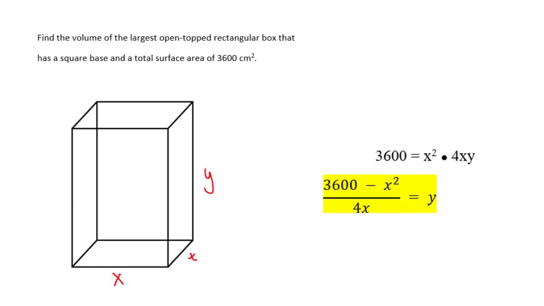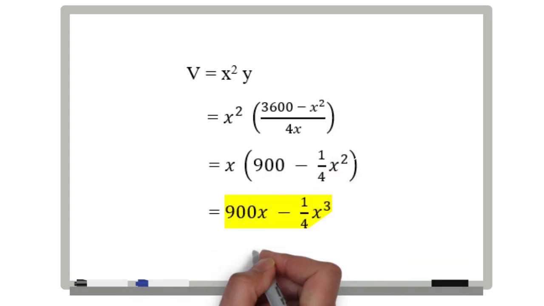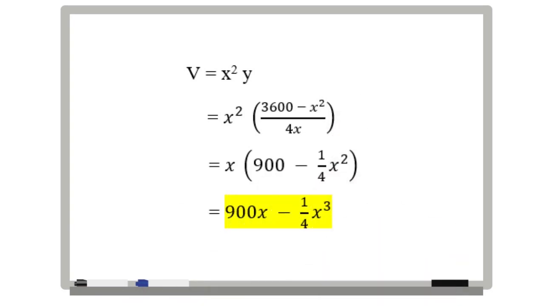Just now I said that we need to manipulate the equation if there are two variables, so I just move the x squared and 4x to the left side. Next, to find the volume, the x squared will multiply with y. But just now we already got the y equation, so we just need to substitute it into the volume equation. After we simplify it, we got 900x minus 1 over 4 x cubed as the volume.